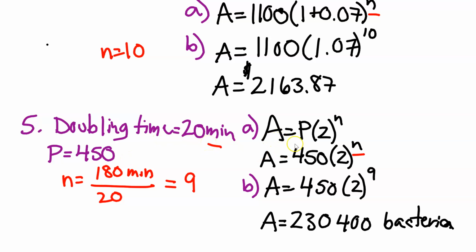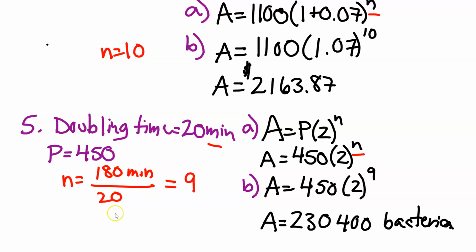So we use the equation A is equal to P times 2 to the power of n. We plug in the 450 because that's our initial amount. Here we've got to calculate our n value. It wants us to figure out how much bacteria is left after 3 hours.